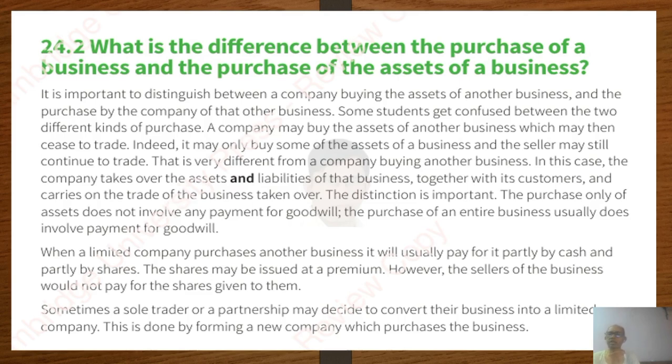In this case, the company takes over the assets and liabilities of that business together with its customers and carries on the trade of the business taken over. The distinction is important. The purchase only of assets does not involve any payment of goodwill. The purchase of an entire business usually does involve payment for goodwill. When a limited company purchases another business, it will usually pay for it partly by cash and partly by shares. The shares may be issued at a premium. However, the seller of the business would not pay for the shares given to them.